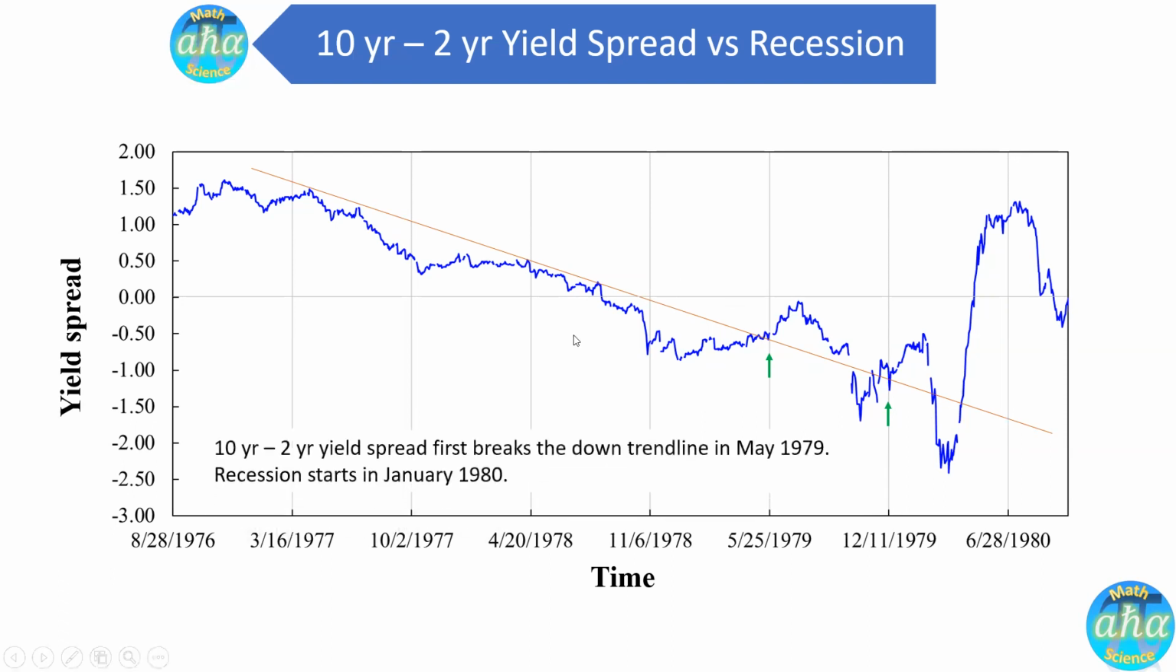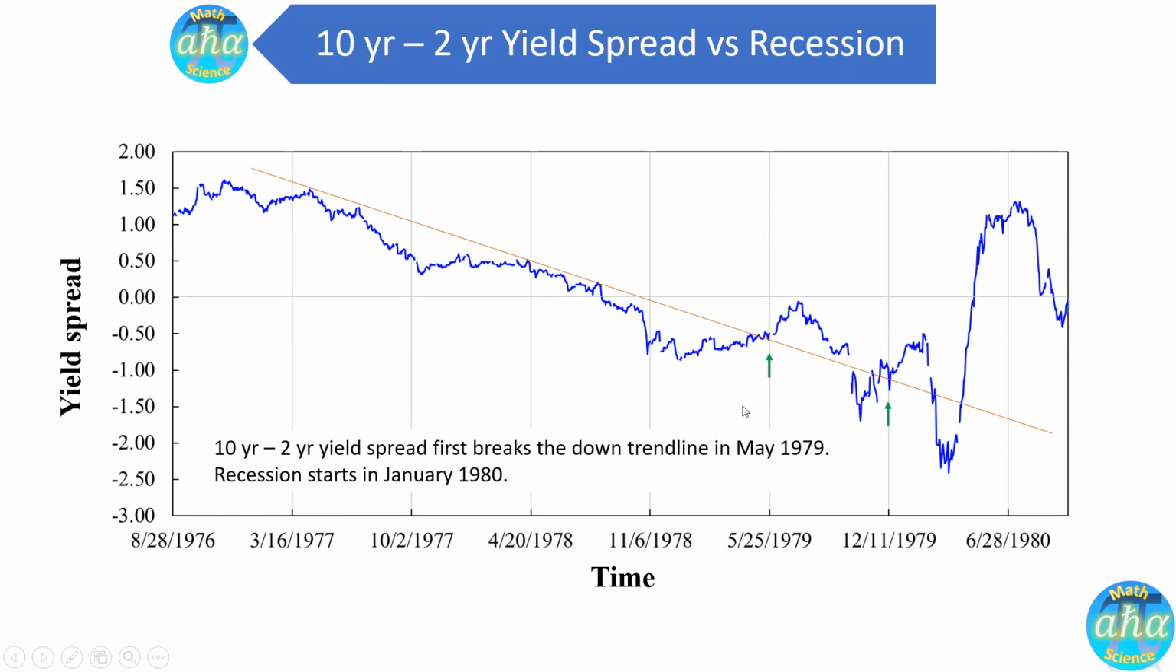So we noted that the 10-year and 2-year yield spread first broke the downtrend in May 1979, and then the actual recession started in January 1980. So even though it was an attempted de-inverting and did not break into positive territory, it's still a signal worth paying attention to.